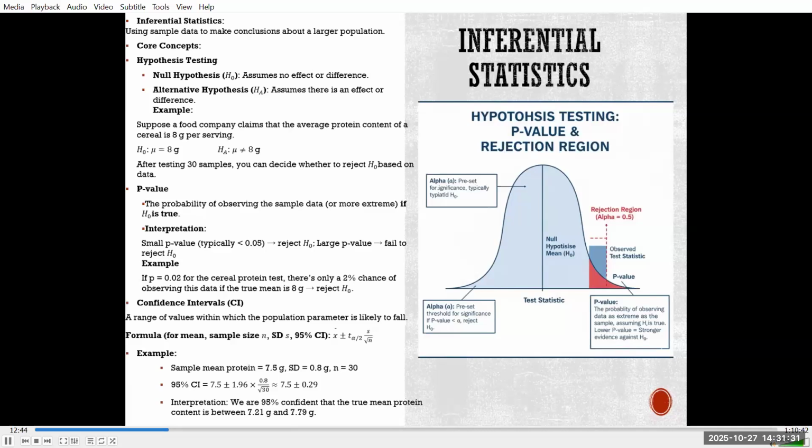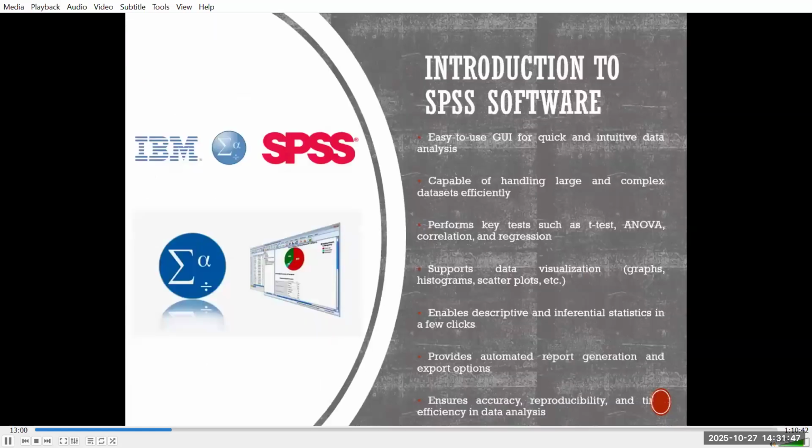So in short, descriptive statistics describe your data, while inferential statistics help you make decisions and predictions about what those data mean in the real world. Let's come to the next slide. Here we are going for the introduction to SPSS software.